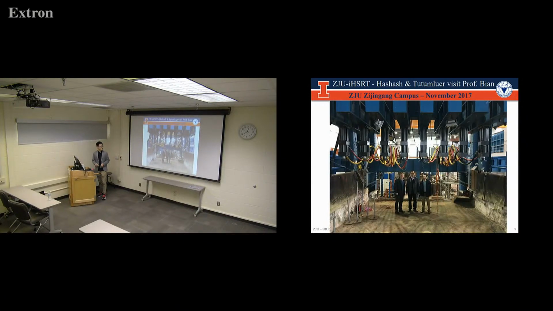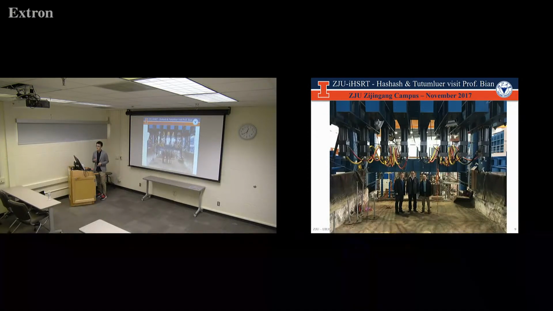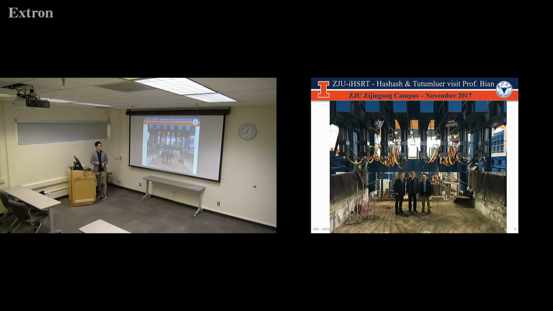So here is a picture actually taken on the ZJU Zijingang campus in November 2017. You can see on the left is Professor Tutumluer, on the right is Professor Hashash, and in the middle is Professor Bian. In the front of this picture are the 8 actuators that we use to do the lab experiments. This photo was taken during the time when our phase 1 research was taking place. And now, further continuing our professional collaboration, we are working on phase 2 of this project.